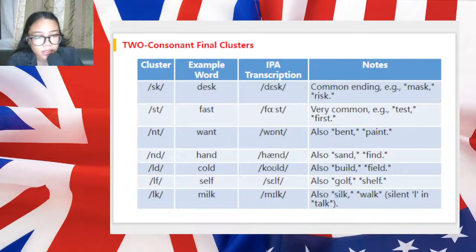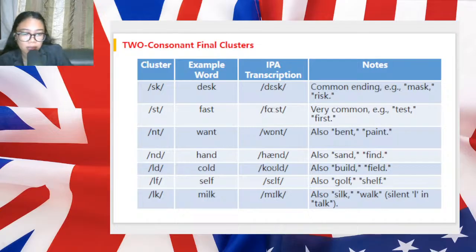Let's start with desk. Say desk. Again, desk. All right. Next, mask. Again, mask. And lastly, risk. Again, risk. All right, very good. Thank you so much for that.